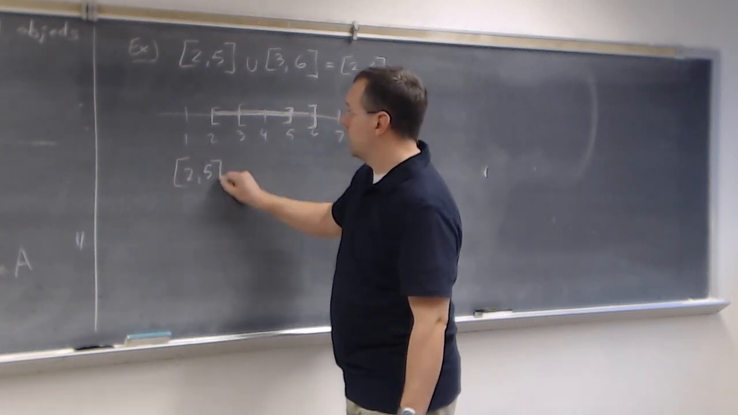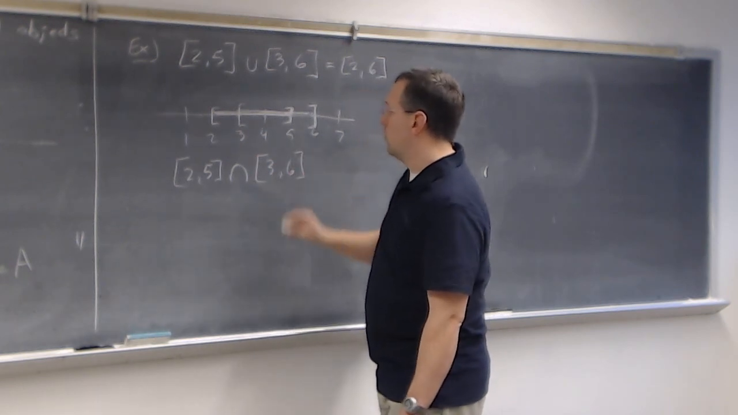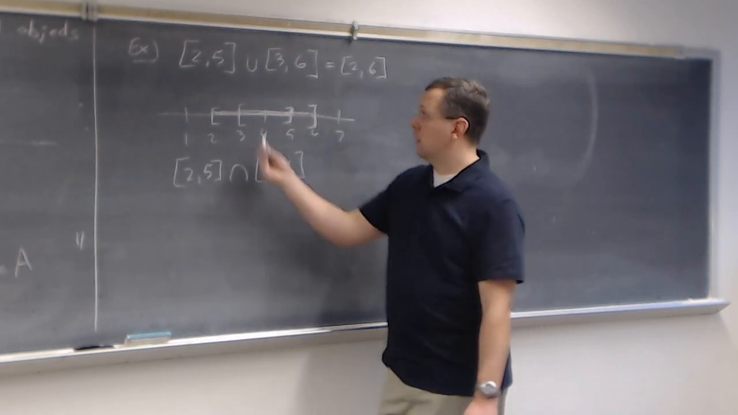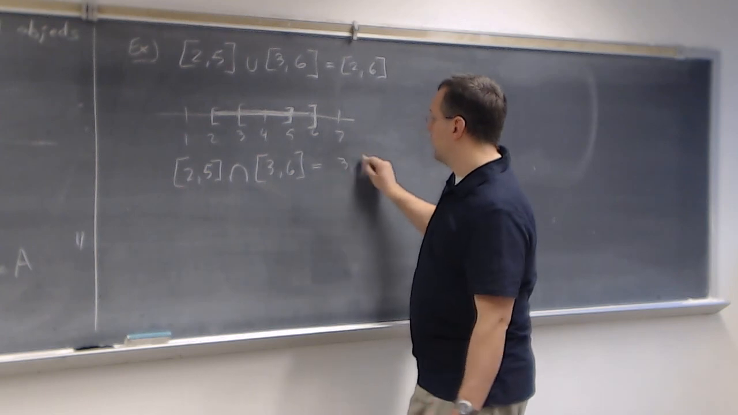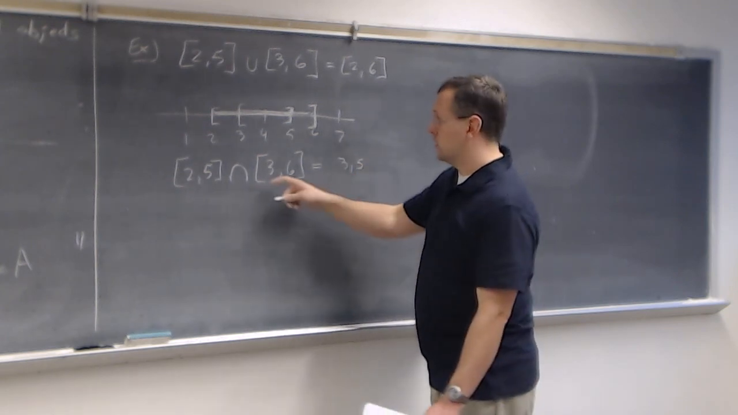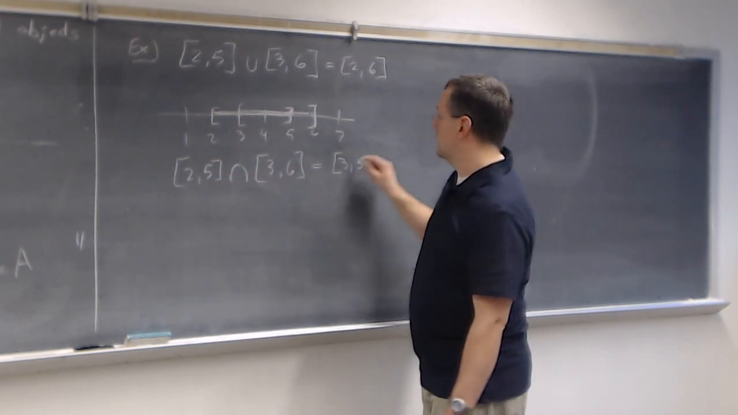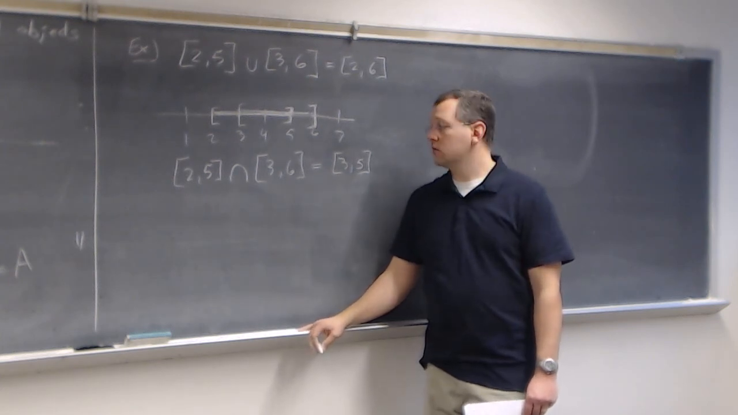What if I change that to an intersection symbol? Now you're looking for where these two intervals overlap. 3 to 5. Yeah, so where did I draw them twice? From 3 to 5, do I still include the endpoints? Yeah, because 3 is in both sets, and 5 is also in both sets, so I would include the endpoints.